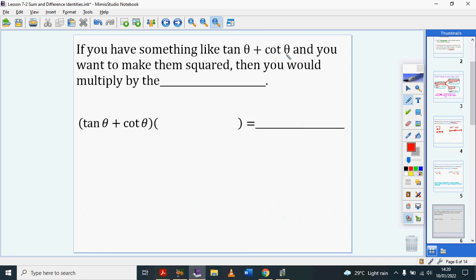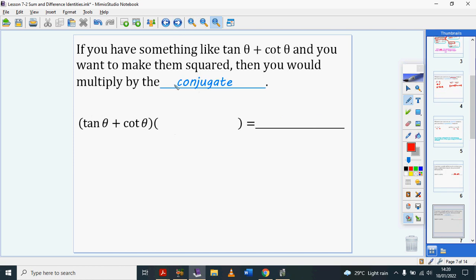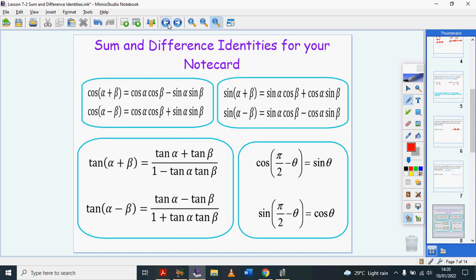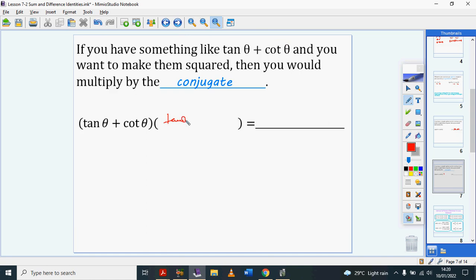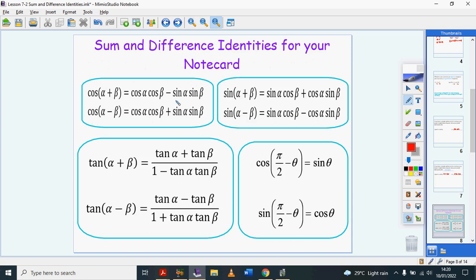If you have something like tan plus cot, and you want them to appear as tan squared minus cotangent squared, what do I need to do? What do I need to multiply it by? Well, I just have to multiply that by its conjugate, which is tan theta minus cotangent theta, and I know that that will give me tan squared theta minus cotangent squared theta. So we're going to see some sum and difference identities that can be used with these trig functions.